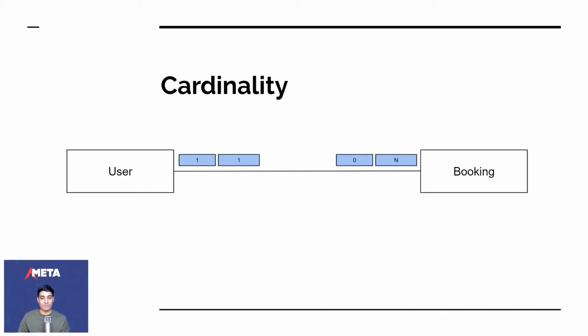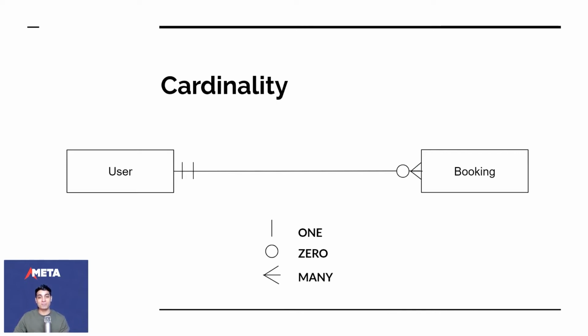So here's how we denote it. On the left side, we have one minimum, one maximum. So one user can have either 0 bookings or more than one booking, or as many bookings as they want. So one user can have as many bookings as they want, and if they want, they can also have 0 bookings. So this is the idea behind cardinality. And how we denote this, I'll give you a simple method, is you just use these 3 things. This is how you denote 1, this is how you denote 0, and this is how you denote many. You can just replace it. And this is your cardinality map. This is how you denote the relationship between two entities.